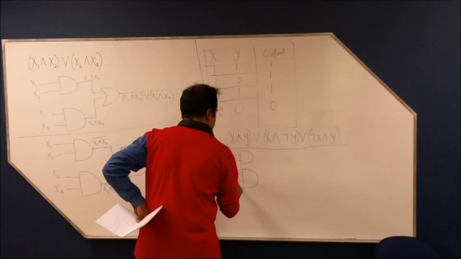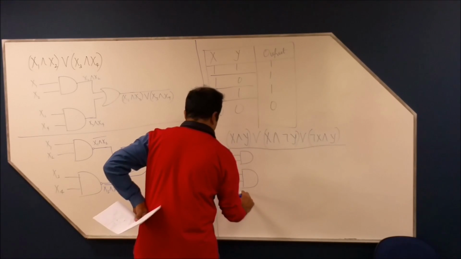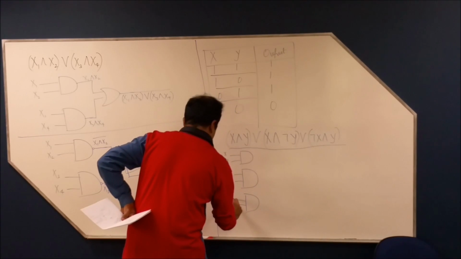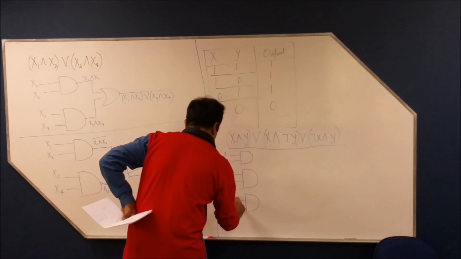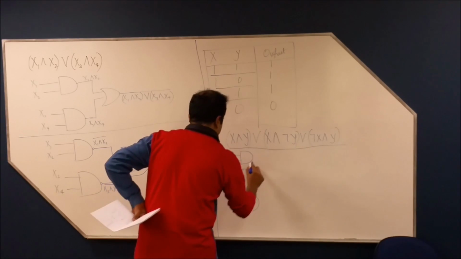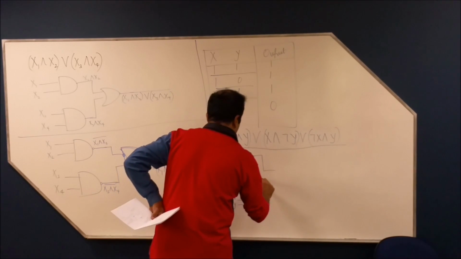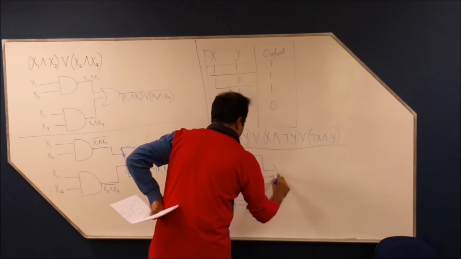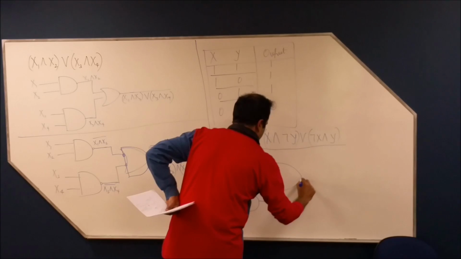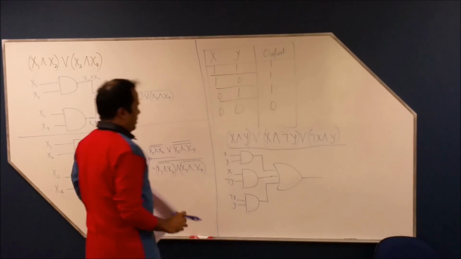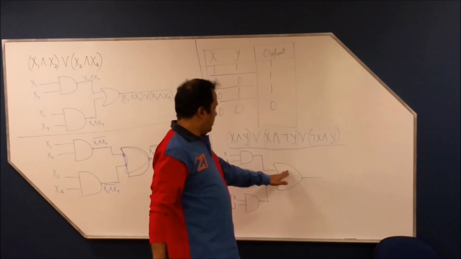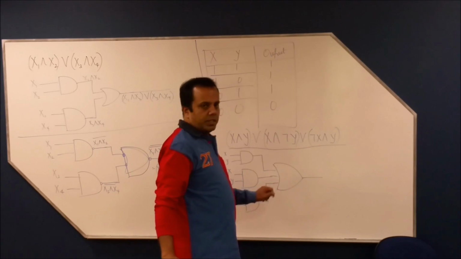And the other gate has inputs x and not y, and the third AND gate has as inputs not x and y, and these could all be inputs to an OR gate. Now in theory we can have an OR gate with 3 inputs.